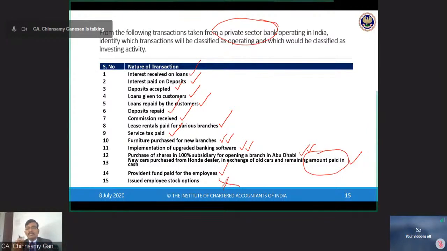Somebody has asked this question: if it is a banking company, what will you do? For a banking company, the classification will be based on what the core activity is: taking loans, giving loans, interest receipt, interest payment, and related activities. On that basis, we are doing it. Any long-term investment is always treated as an investing activity. But with the issued employee stock option, I am not collecting any money. There is no cash inflow and no cash outflow. It is a non-cash expenditure. If it is debited to the profit and loss account, we will adjust this as a non-cash item. We'll come to that a little later.